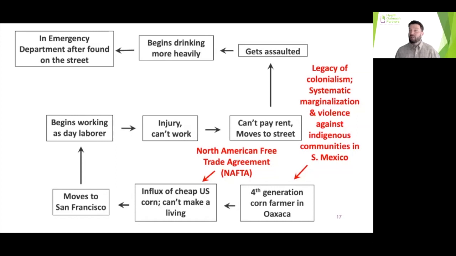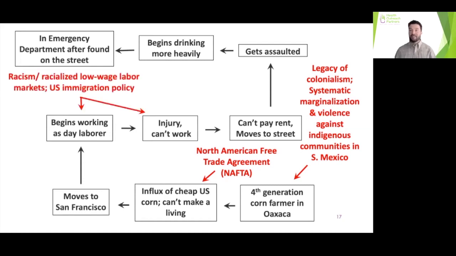With the North American Trade Agreement, NAFTA, that happened in the 90s under Clinton, it created a circumstance where corn was so heavily subsidized in the US, it was actually cheaper to import corn from the US into Mexico than actually buy corn from within Mexico, which put a lot of farmers out of work. It created a mass migration to the US.